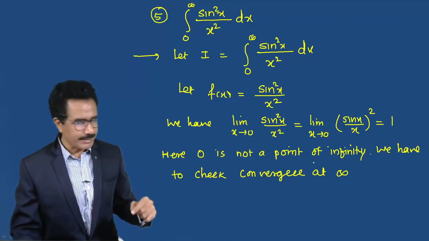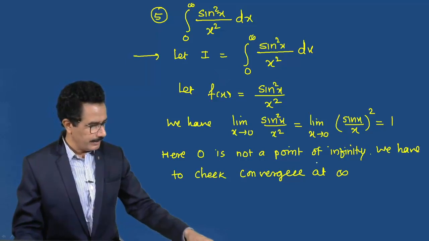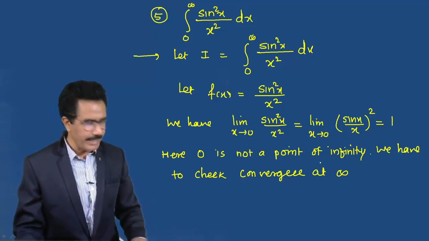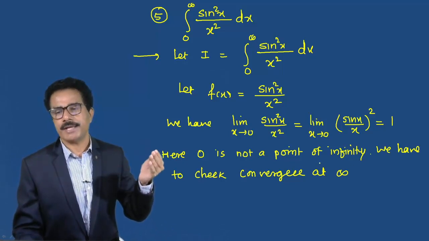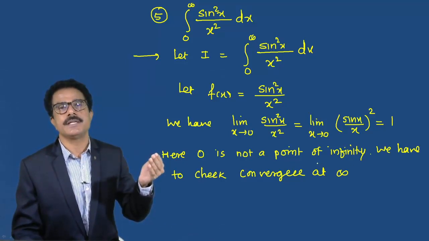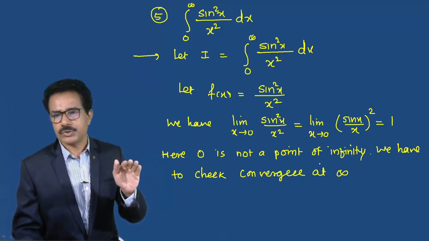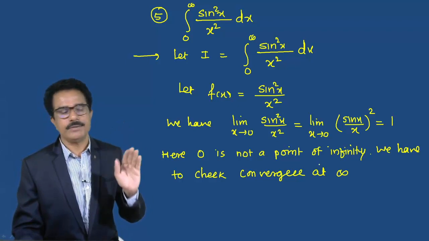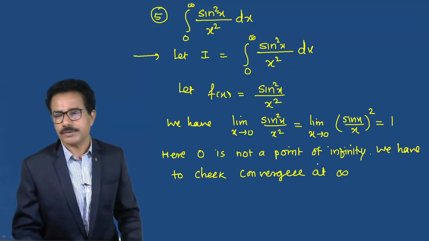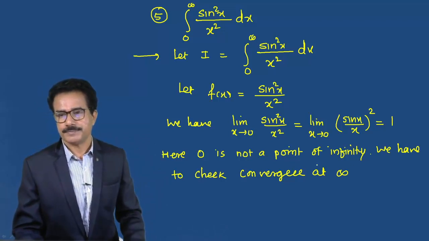Actually, we know that the value of sin square x divided by x square in between 0 and 1 is, because the maximum value of sin x is less than or equal to 1. So it is convergent. The given integral from 0 to 1 is convergent. Now we have to check the 1 to infinity part.